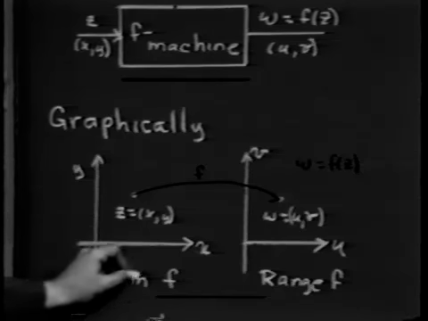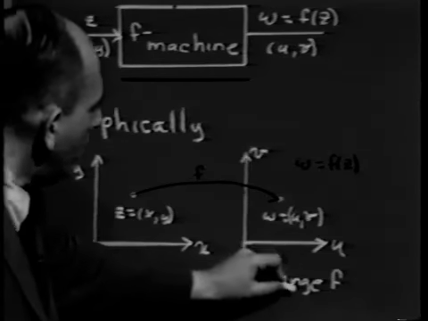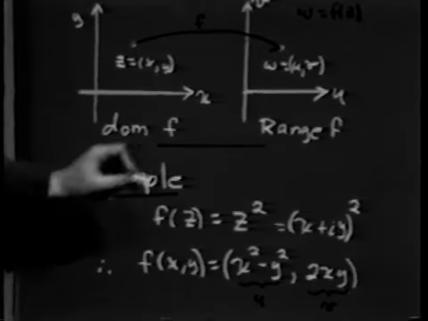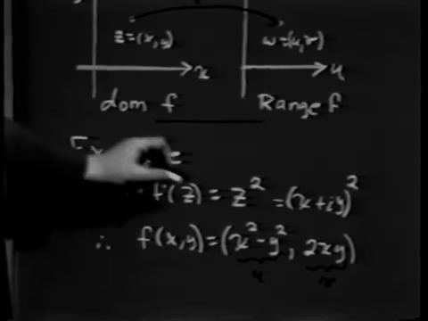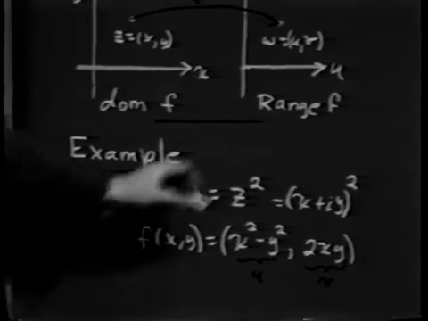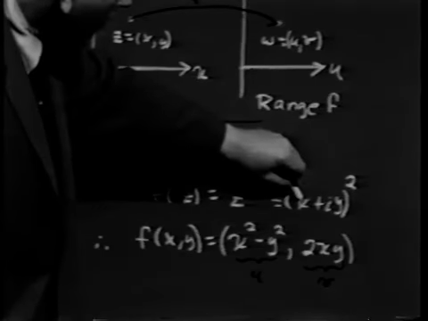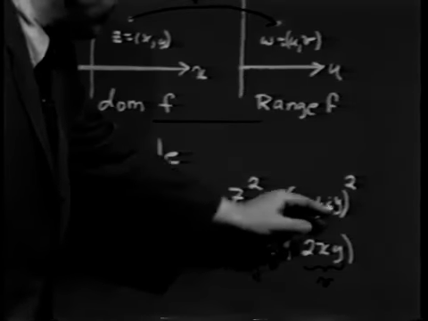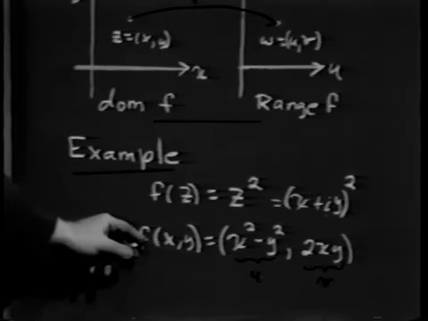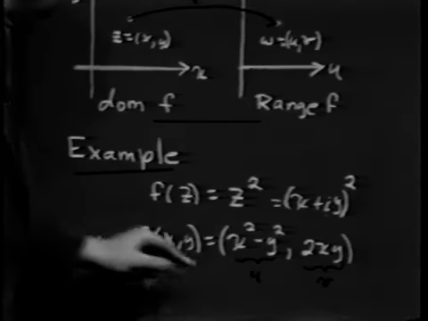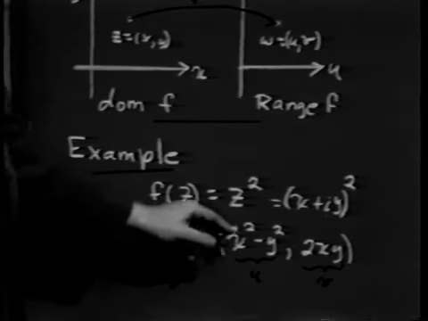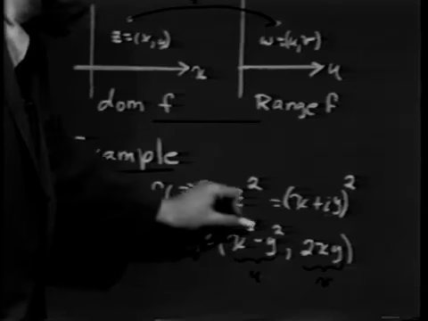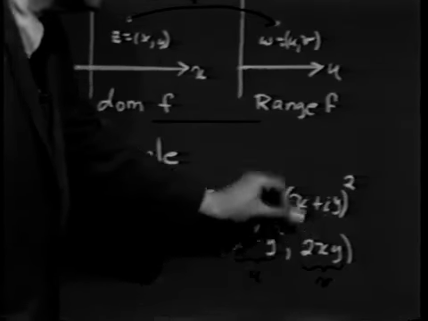The xy plane is the domain of our function. The uv plane is the range of our function. By way of example, suppose I take the function f of z equals z squared. Recalling that z is x plus iy, if I square this, I get as the real part x squared minus y squared. The imaginary part is 2xy. So as a two-tuple type mapping, f maps x comma y into x squared minus y squared comma 2xy. In other words, u is x squared minus y squared, v is 2xy.